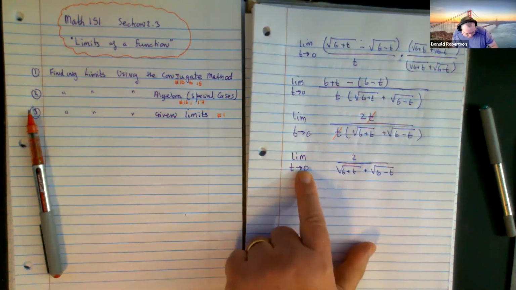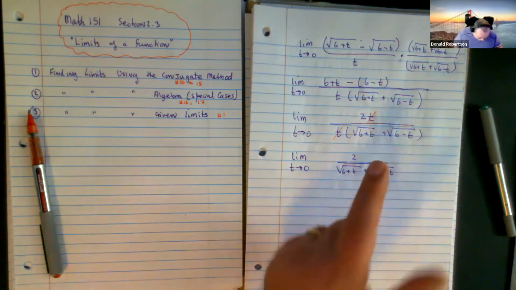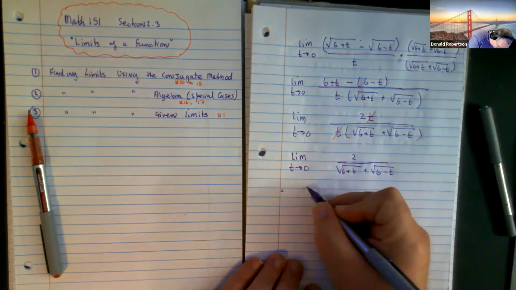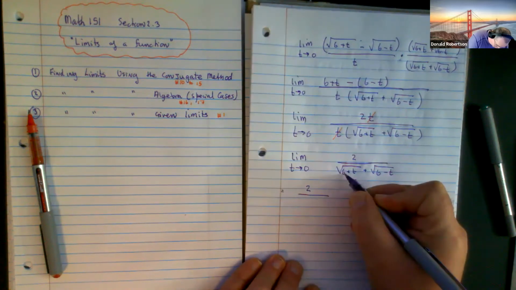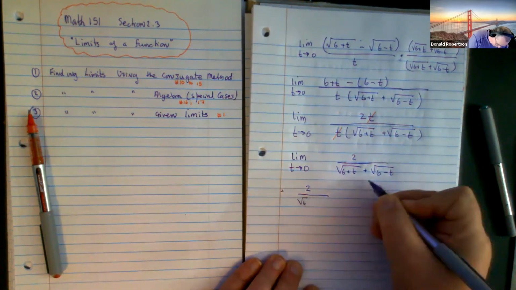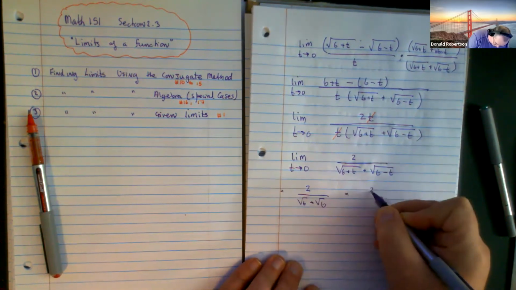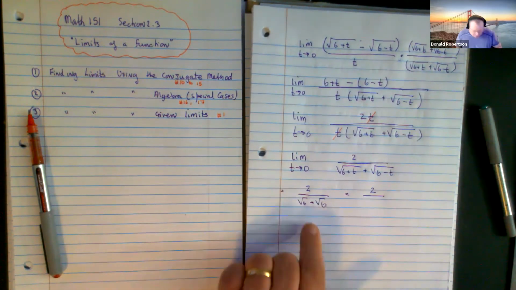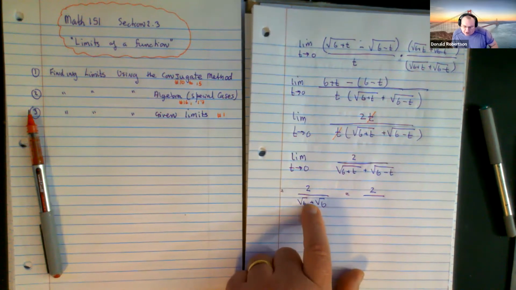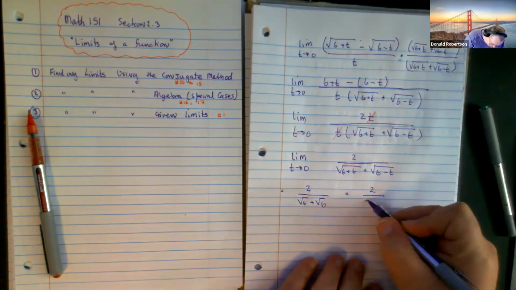And this time we can plug in 0 and we can get something that works. So it's going to be 2 over 6 plus nothing is square root of 6. 6 take away nothing is the square root of 6. And so that gets me 2 on the top. A square root of 6 added to another square root of 6 just means you've got 2 of them.